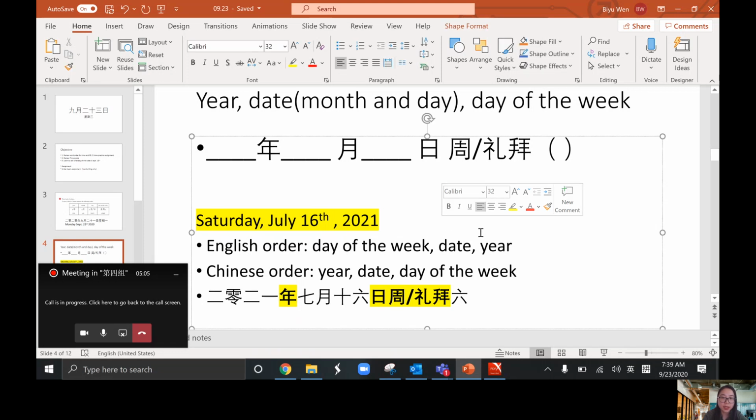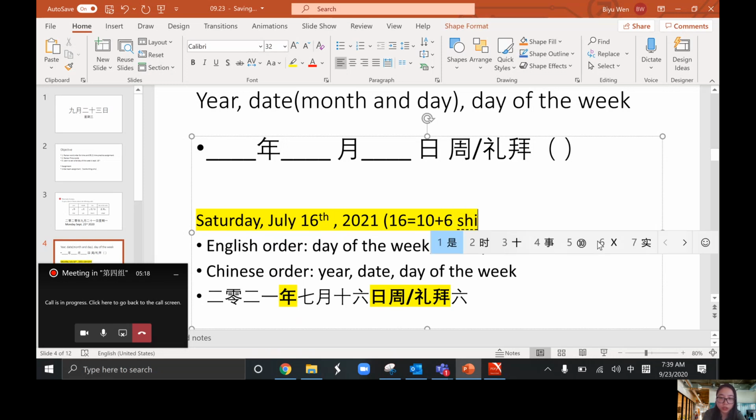Okay, so another side point is 16. How to write 16? 16 equals 10 plus 6. So you should say 十六, okay? Because I see some of you write 一六, which is not accurate. You should say 十六 instead of 一六, okay? So this is incorrect, okay?